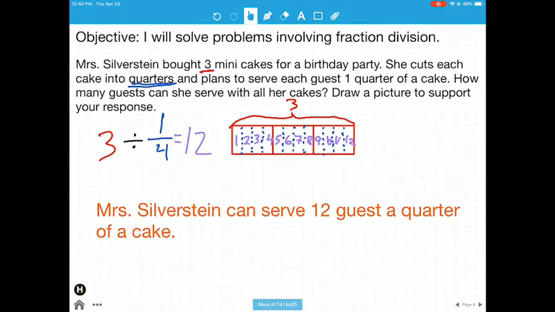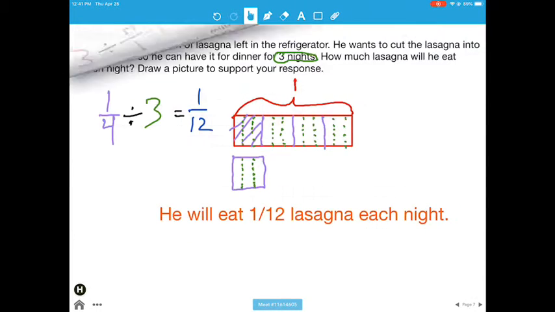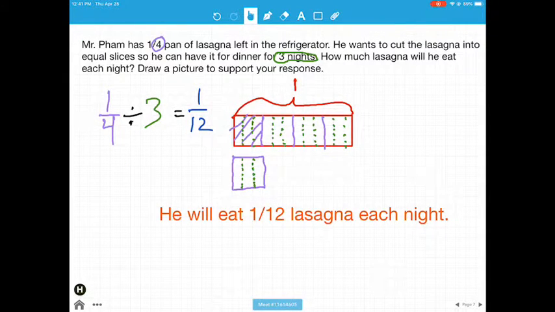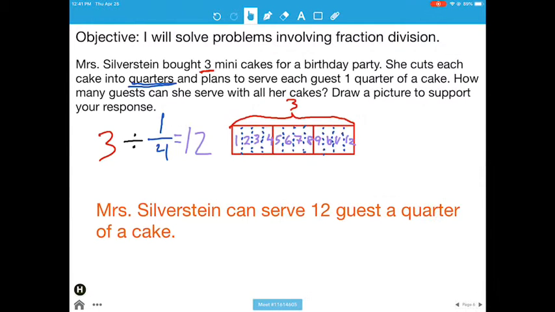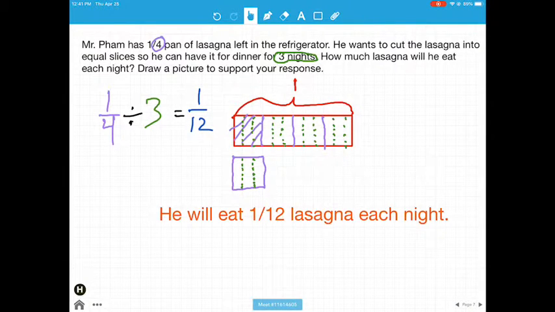I want to remind you of the first two lessons. We had this lesson that started off with 3 mini cakes that were cut into quarters, which is fourths, and we got a whole number as our answer. For the second one, we started off with 1/4 pan of lasagna. And this person wanted to eat it over 3 nights. So we took that 1/4 and we divided it by 3 to get 1/12. These two are the ones that you should focus on to see how the problems will look.